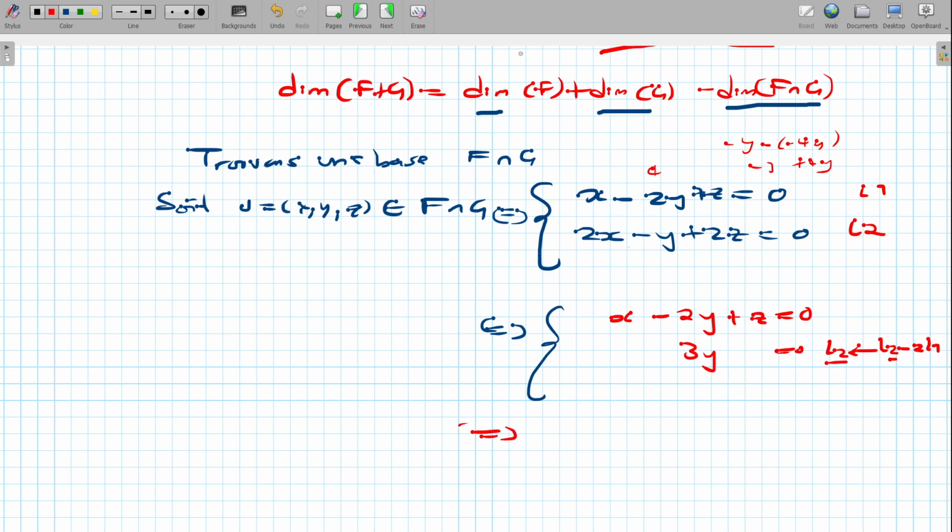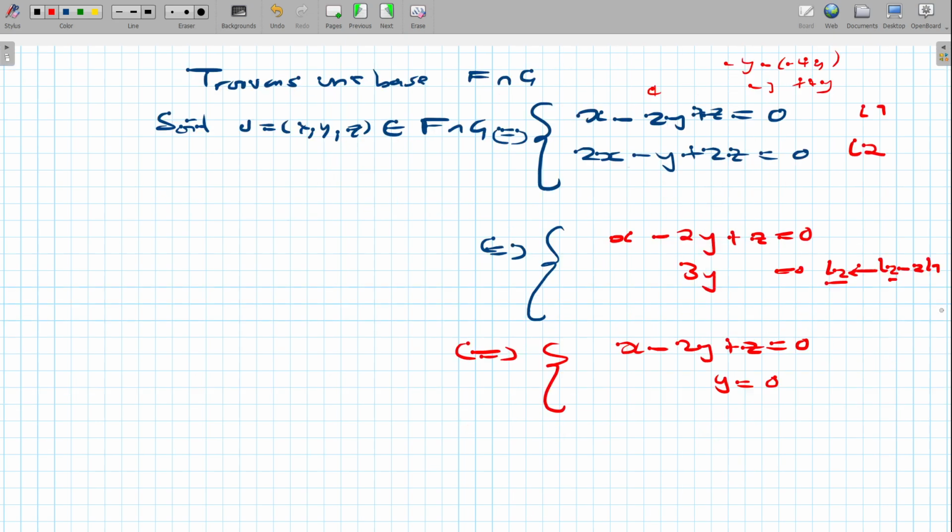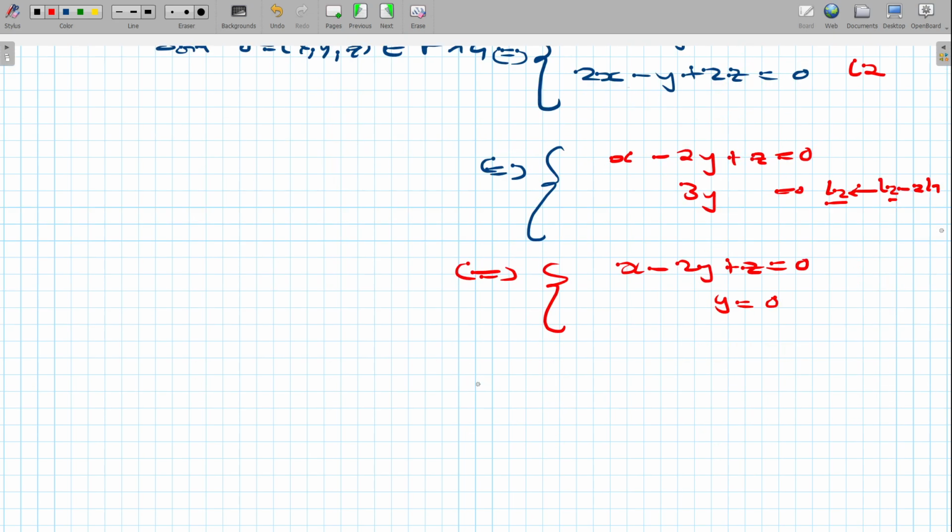So what we get is x minus 2y plus z is equal to 0. And then you can see that this means y is equal to 0. If y is equal to 0 in this particular case, with these two equations, we cannot find z, right? So z stays the way it is. Z is equal to z.